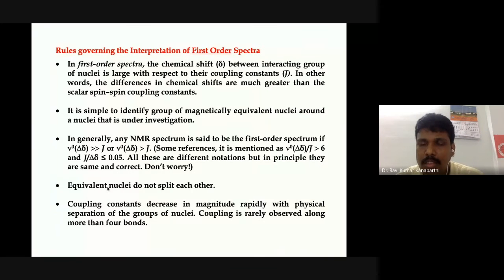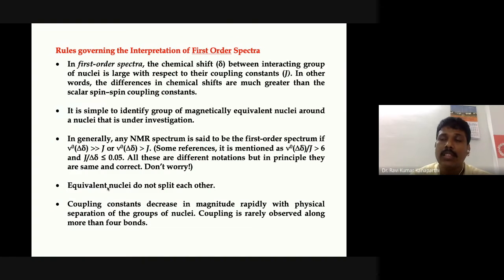And the first order spectrum is the one in which the splitting is characterized by the coupling constant J, right? Let's say you have two different sets of protons, and they are resonating at two different places. If you measure the difference between these two sets of protons, that is the chemical shift difference. The chemical shift difference between the two sets of protons, you can denote with some number; you can measure it.